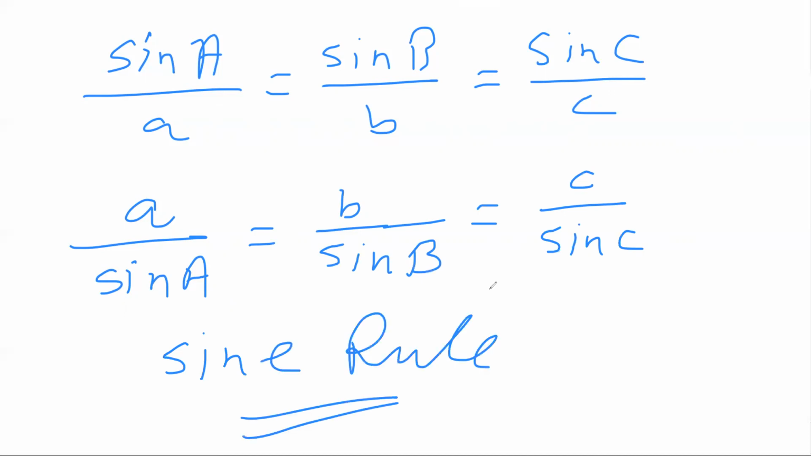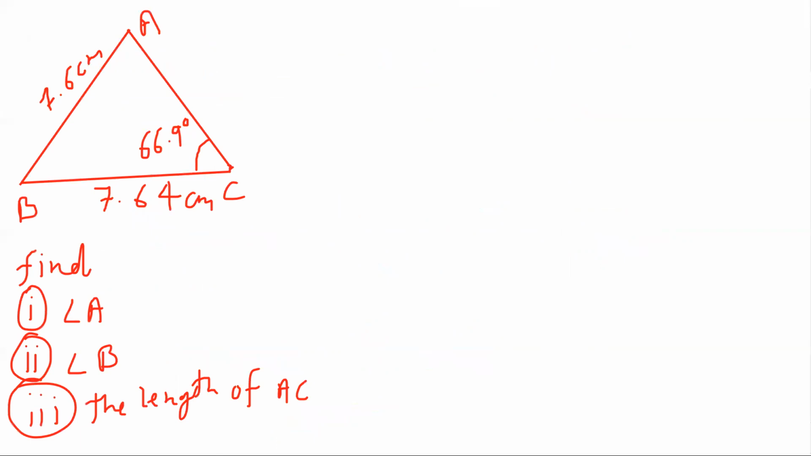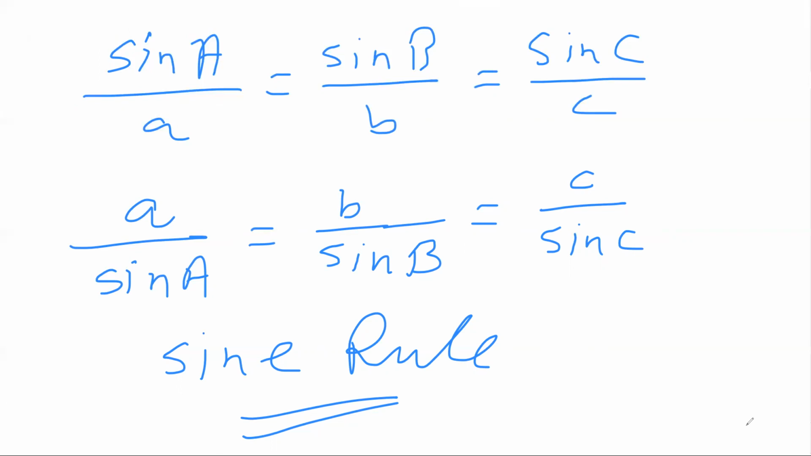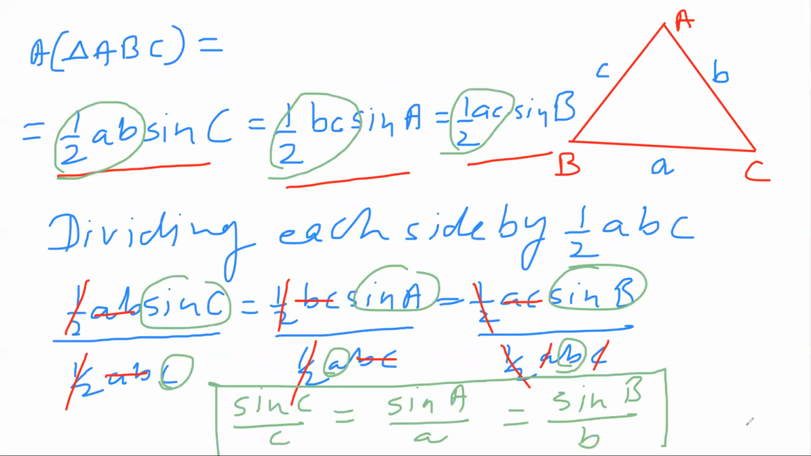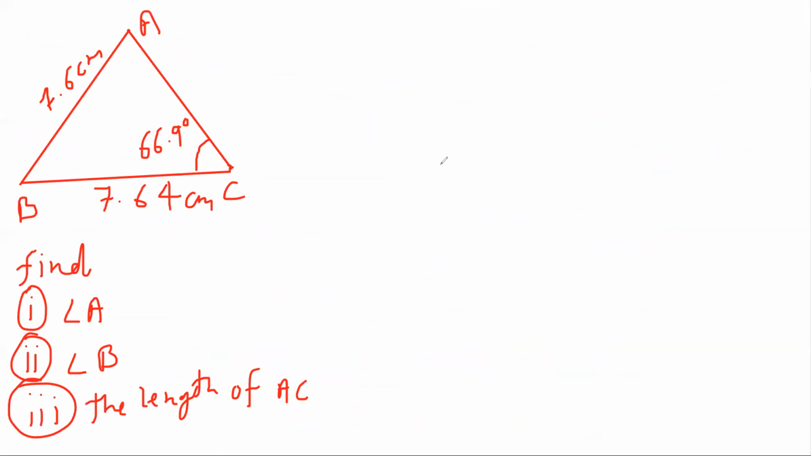Once we have this, we can apply this rule in any kind of triangle, whether it's a right angle triangle or not. We can apply this rule and find the unknown information. Since you now have the formula, let's apply it to the question that was put here at the beginning. So how do we do that?